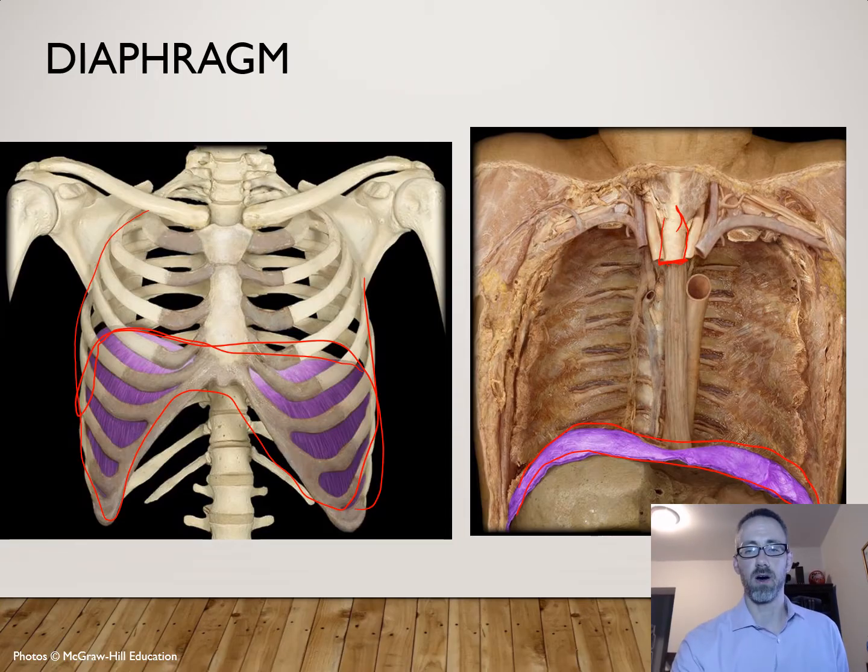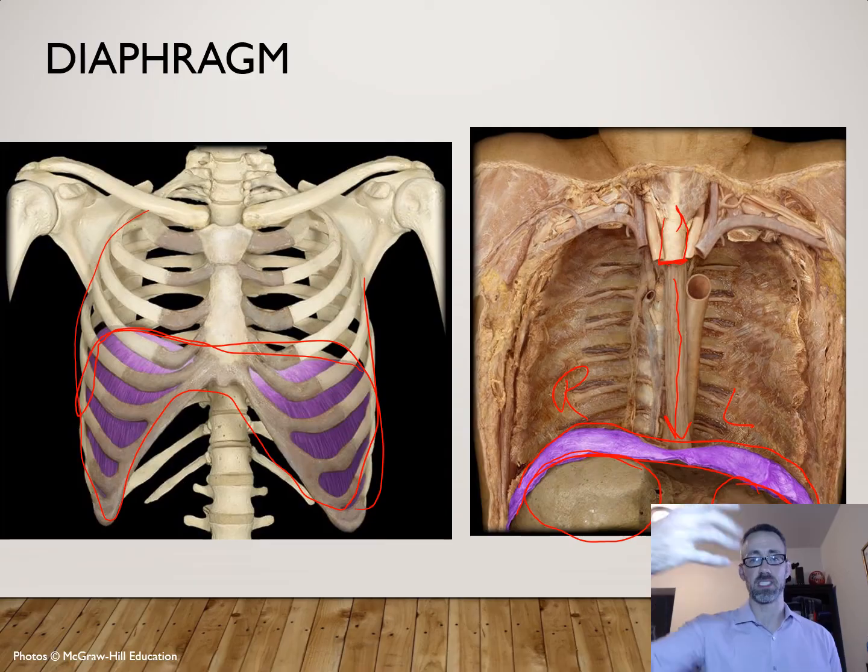You'll notice that over here on the right side, this is the left side, on the right side it domes a little bit higher because under here, this structure is the liver, whereas over here would be the stomach. That's where the esophagus, which you can see right here, will lead to the stomach. Remember, the esophagus is posterior to the trachea.